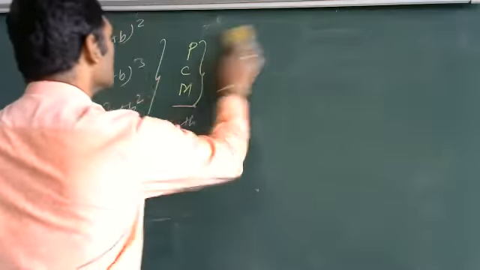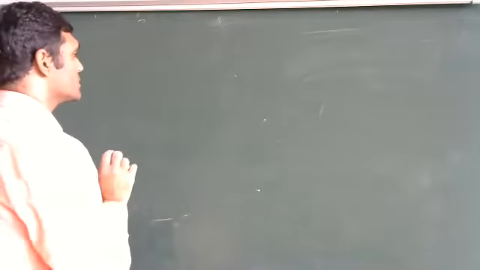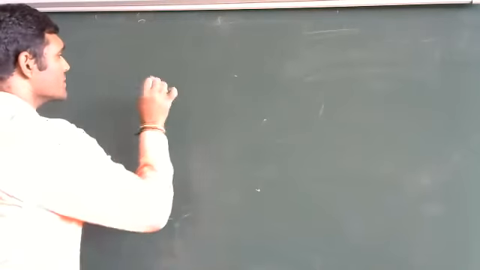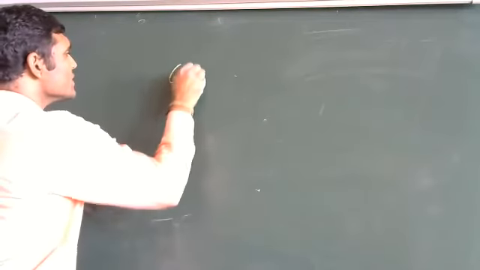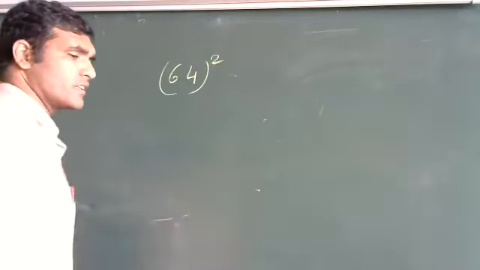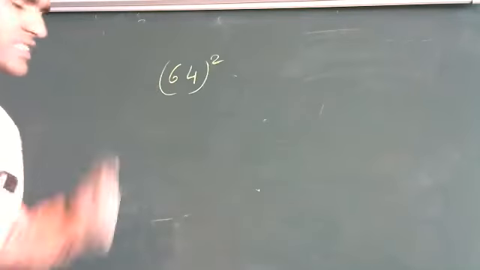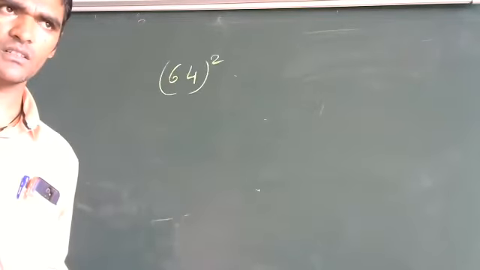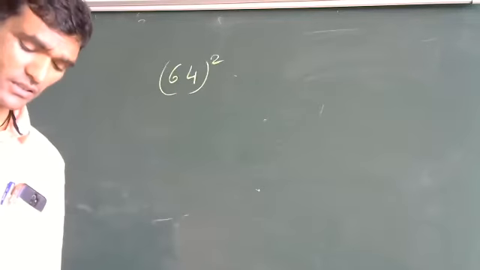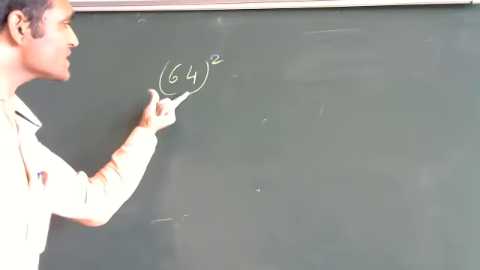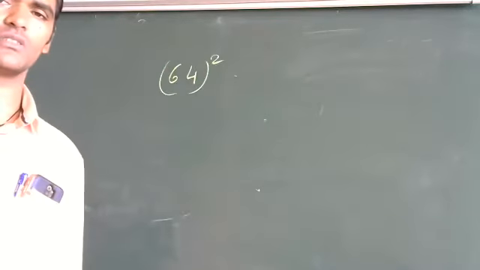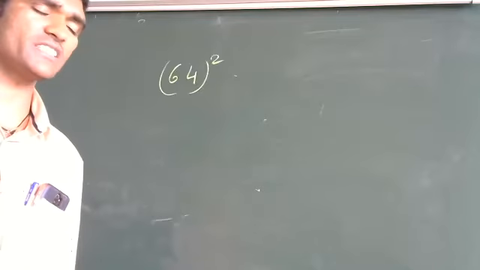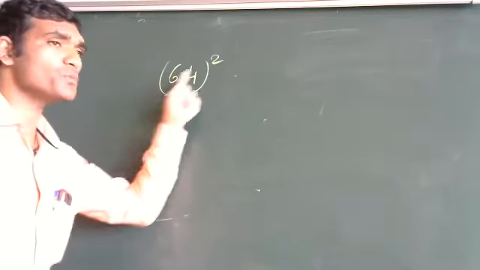Might be you have learned in the 8th standard the chapter that is squares and square roots. Now suppose 64 squared is there. Can anyone tell what is 64 squared? What is the 64 here and what is this 2? Fast children, only 3 minutes left. So please tell me what is 64 squared?